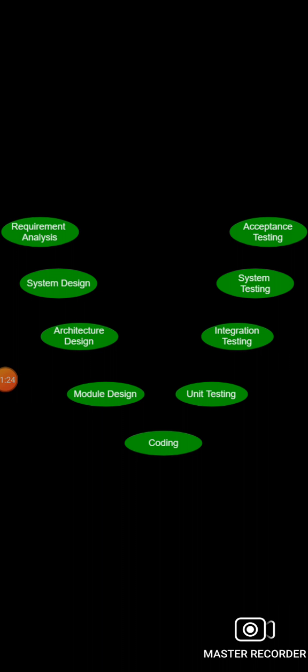Let's see the design of the waterfall model. Under the V model, the corresponding testing phase of each development phase is planned in parallel. So there is a verification phase on one side of the V and a validation phase on the other side. The coding phase joins the two sides of the V model.